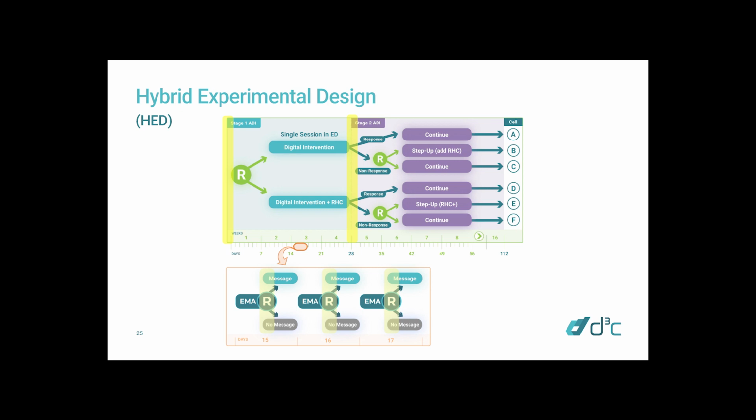I'm randomizing on 2 time scales, slow and fast, to human-delivered components on a slow time scale and to digital components on a fast time scale.